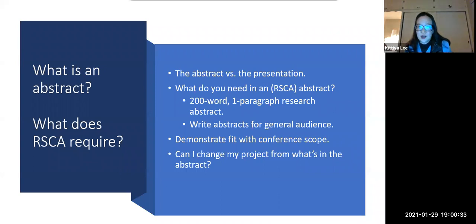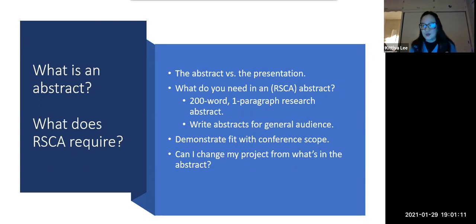One last question that I often get is, can you change your project when you actually present it at the conference from what you described in the abstract? And the answer is a soft yes, but really within reason. Think of the abstract as a promise, right? You are promising to deliver such and such project that the abstract describes. The conference organizers are going to hold you to your word, right? Because they're using that abstract to create panels or sessions that might fit together.